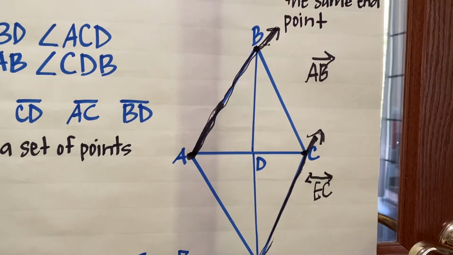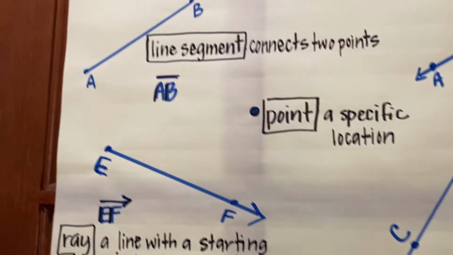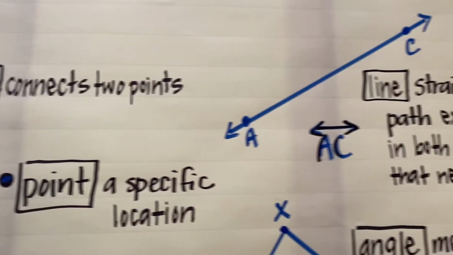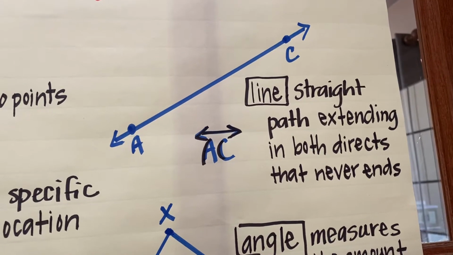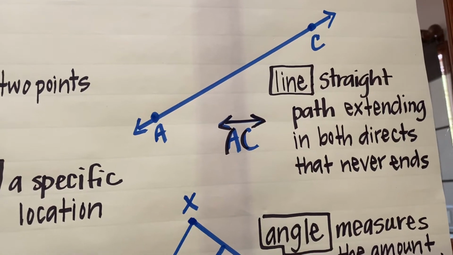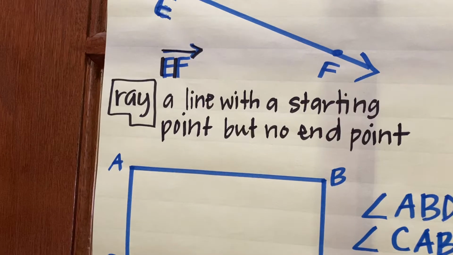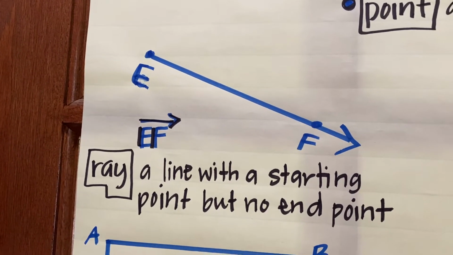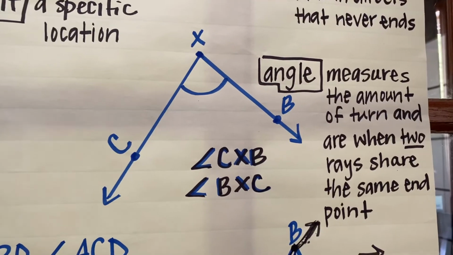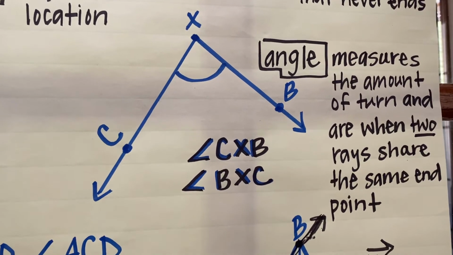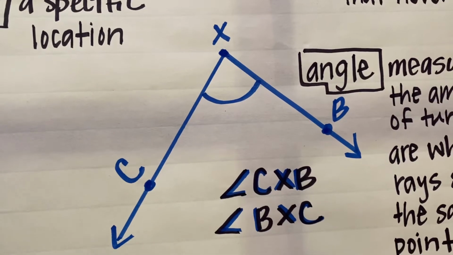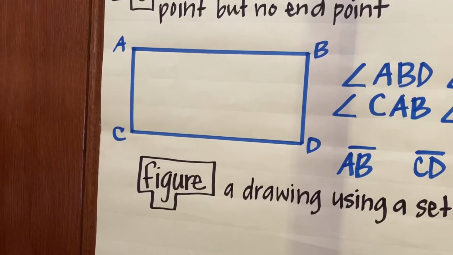Okay. So we have a line segment, which connects 2 points, but both points stop. We have a line which extends through both points, and arrows go through each point, so it's a never-ending line. We have a ray which starts at one point and extends through a second point with no ending. And then we have an angle, measuring the amount of turn, or where 2 rays share the same endpoint, which again we refer to as the vertex or the vertices. And then we apply those to our different figures.